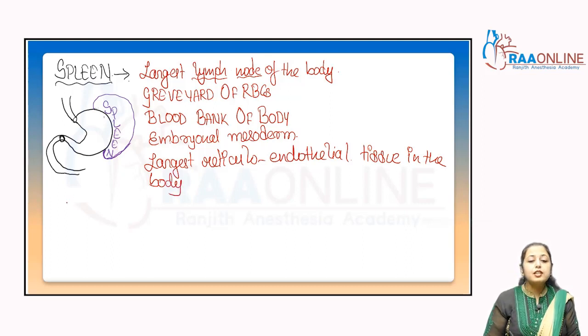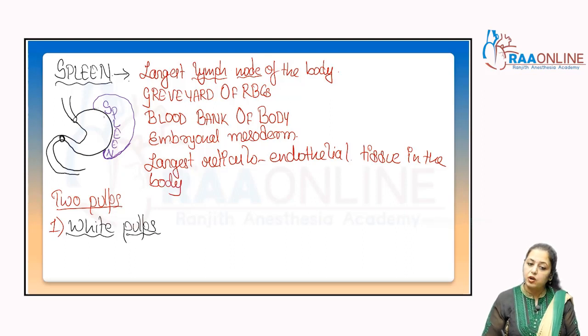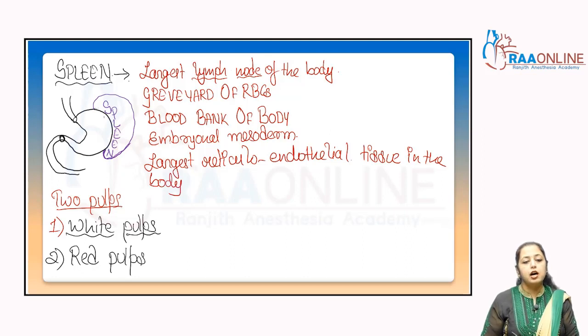It has two kinds of pulps actually, right? Spleen has two types of pulps. First is the white pulp and second is the red pulp. White pulp carries a number of WBCs, white blood corpuscles, that's why it looks whitish in appearance, right? And red pulp carries a number of red blood cells, that is RBCs. That's why it looks red in appearance, right?